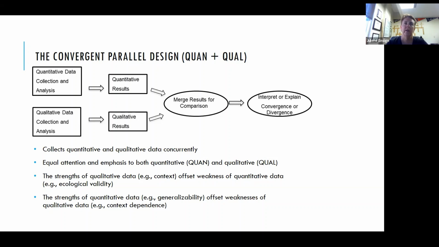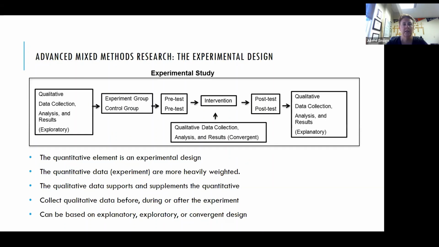So the strengths of each help pour into making one study that is better because both parts are in it, right? And this is the type that I tend to use in my own personal research. So there are some advanced mixed methods designs. The first one's an experimental.